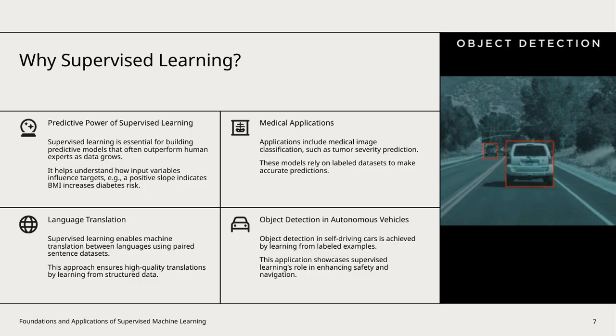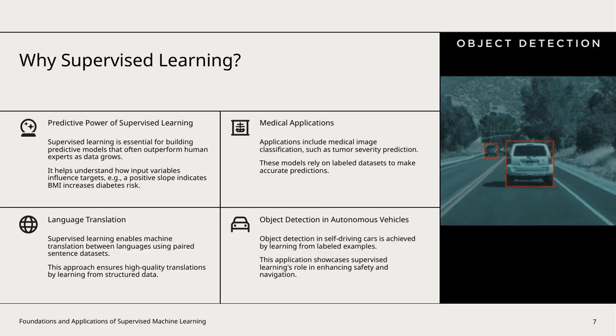Another important application is language translation. Supervised learning helps machines convert text from one language to another by learning from paired sentence datasets. This structured data enables the system to produce high-quality translations, making communication across languages much smoother. In the medical field, supervised learning is used for tasks like medical image classification. For instance, predicting the severity of a tumor relies on labeled images, so the model can accurately identify and assess medical conditions. These models depend heavily on well-labeled datasets to ensure precision.